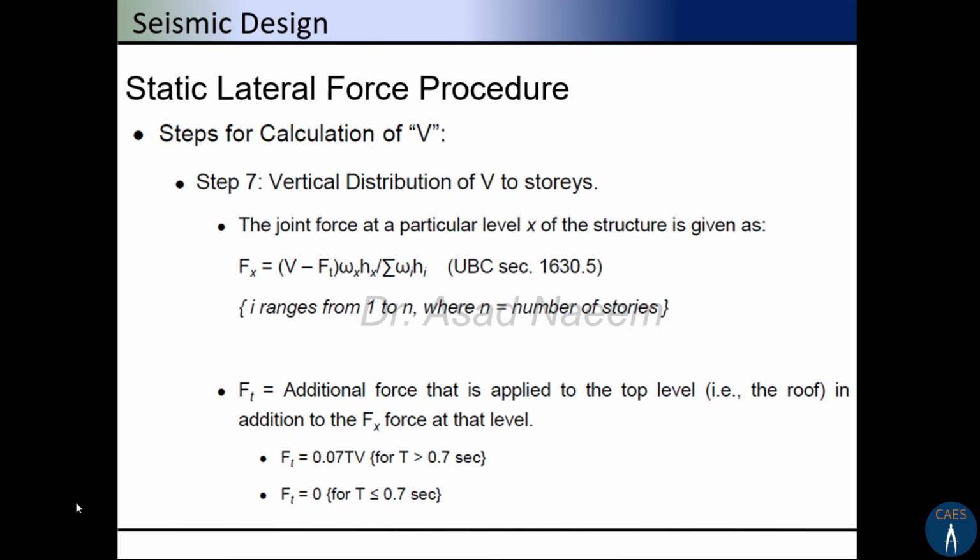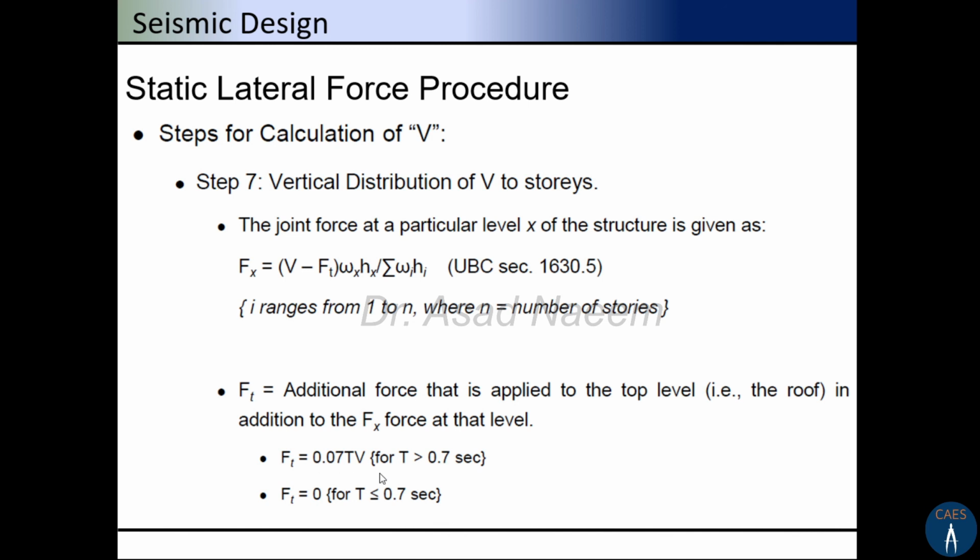The final step is to distribute the shear forces along the height of the building structure. In order to do that, first of all, we will use this formula, and in this we have to calculate the forces at each story level x using this equation. In this equation, Ft is the additional force that is applied at the top level, that is the roof. The formula for Ft is equal to 0.07 times the approximate time period times the total base shear for time period greater than 0.7. If it's less than or equal to 0.7, then Ft will be equal to 0.